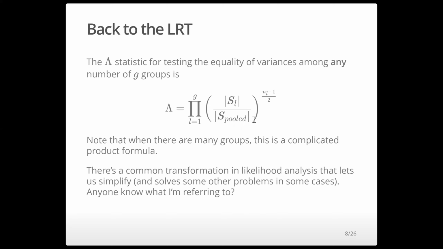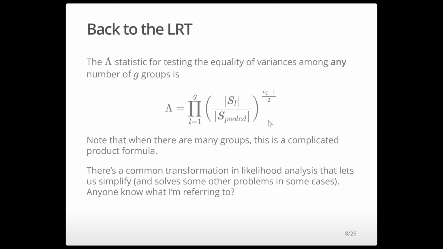But here we have the product of the ratio of the determinant of each group covariance to the pooled covariance. So S sub L is each group's covariance, and S pooled is the pooled covariance among all groups. And then we raise it to a power proportionate to the sample size: n sub L, the group sample size, minus 1, divided by 2. Note that especially when there are many groups, this is a complicated product formula. You're doing lots of multiplying.